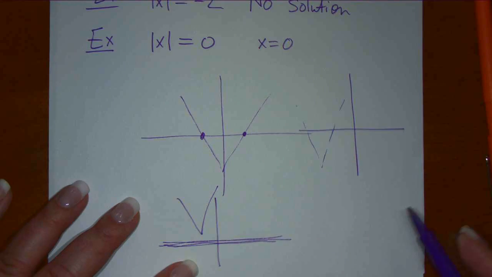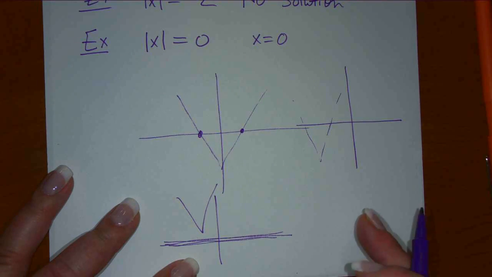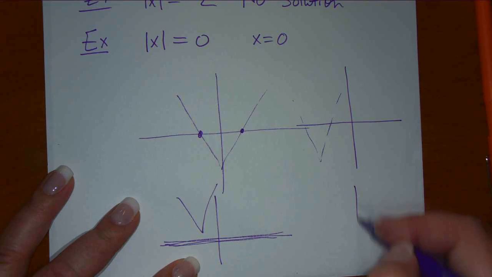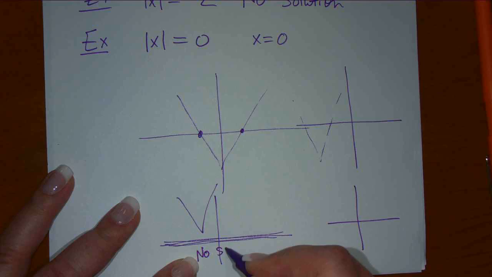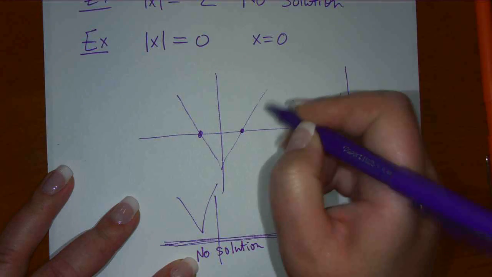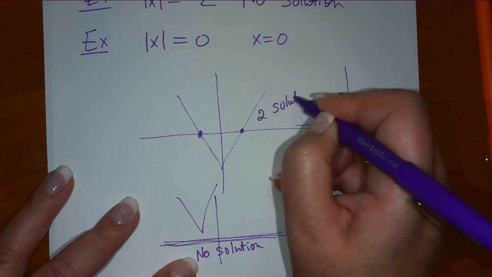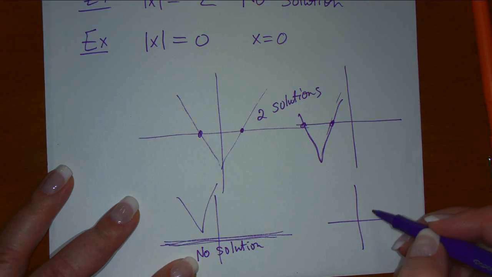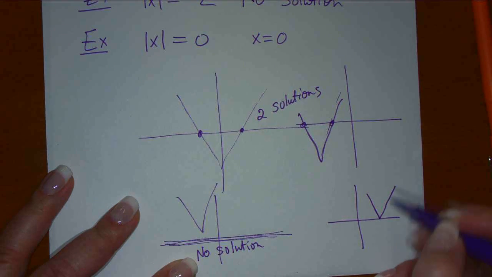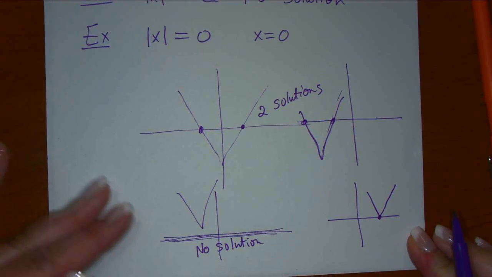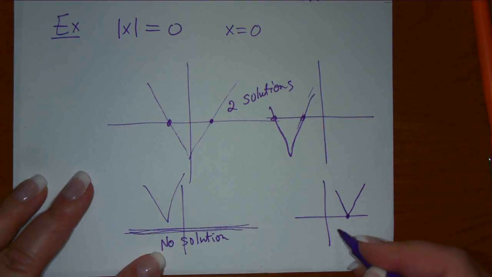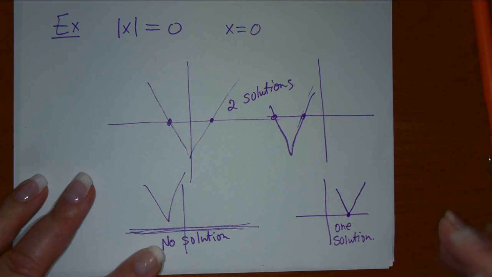And what about 0? How could we get 1 answer? It touches it, just the tip touches it. So this would be no solution. This has 2 solutions. So does this. And 1 solution is if it touches that line, right? But it doesn't go twice, so that would be 1 solution. Okay. So that's the 3 types of solutions.